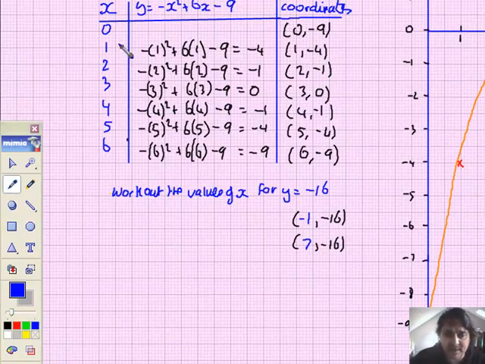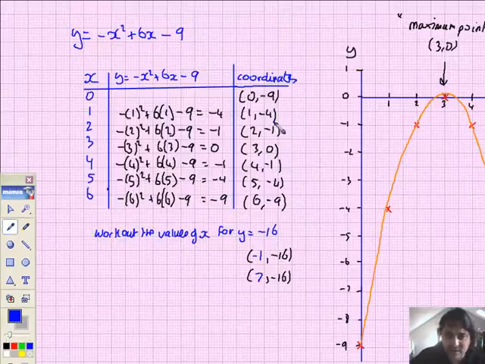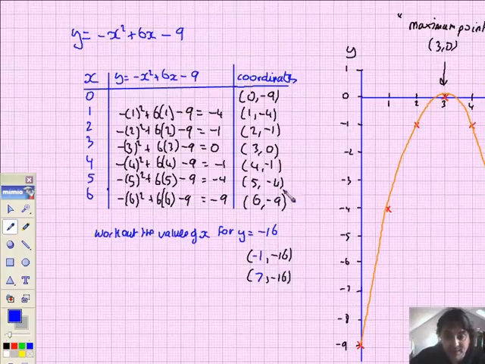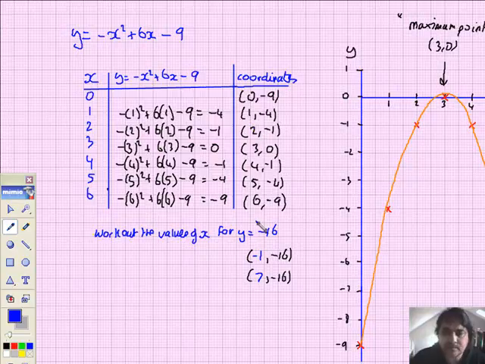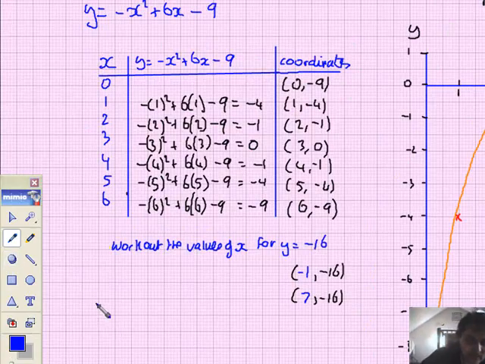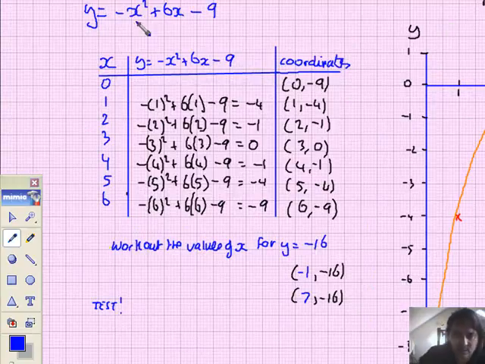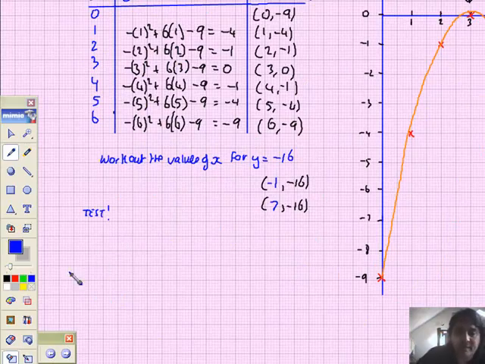I'm just following a pattern here. 0 to 6 gives me these answers for y. So if I go one further, put a 7 there, I should get minus 16, going up in square numbers, but they're negative of course. And if I go one back below the 0, which is minus 1, I should get minus 16 because I know the graph is symmetrical. Then let me just test it. This is me testing it. So I'm going to work out the coordinates of y for x equals minus 1 just to try it out.